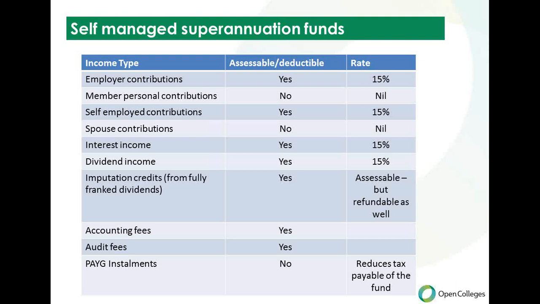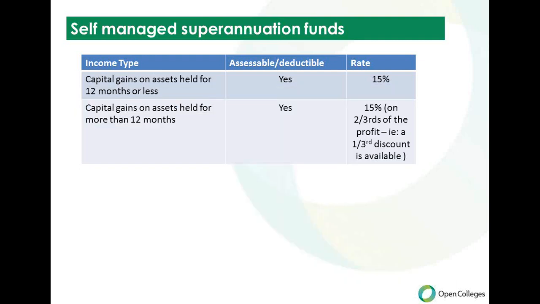So capital gains on assets held for 12 months or less are assessable, taxed at 15%. Capital gains on assets held for more than 12 months, again, are assessable, but the rate is reduced to 10%. So only 2/3 of the profit is actually included. So instead of paying 15%, basically you pay 10% on those benefits.